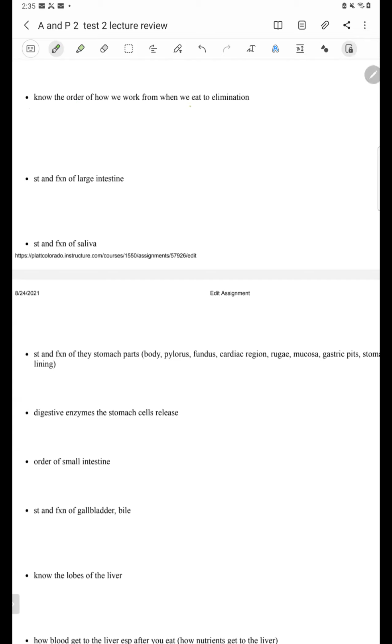Okay, when you eat something, it goes into the mouth and eventually is expelled as fecal matter. What's the route that it takes from beginning to end? Be able to know the pathway of food from point A all the way to point B.